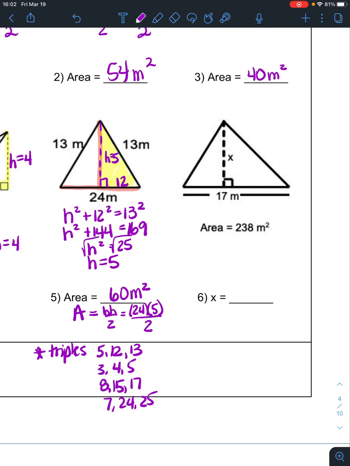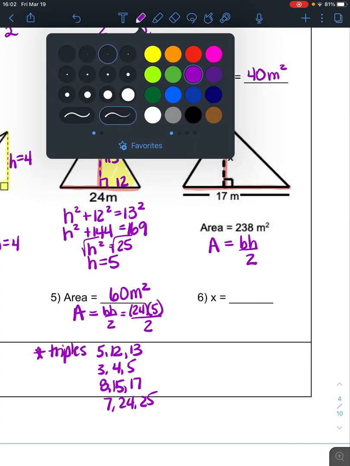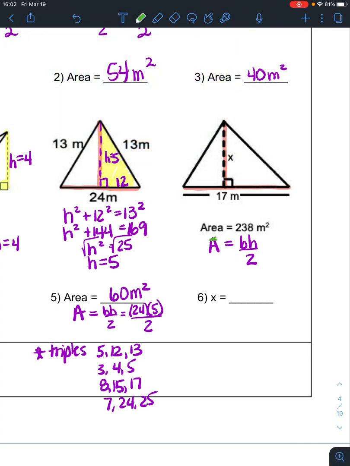And then this last problem, notice this time I have my area and I have my base. I want to know my height. So again, write the formula down first. Area equals base times height over 2. And then substitute in what you know. Well, here's what I know, and I'm going to substitute straight in over the top of my equation. My area is 238. My base was 17 over 2. So I have 238 is equal to 17h over 2.